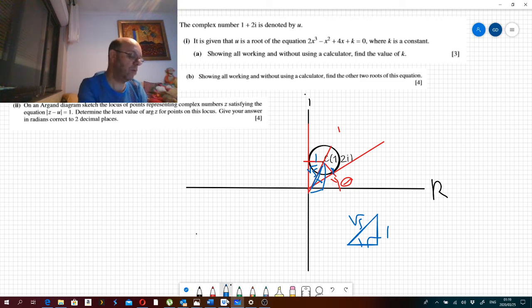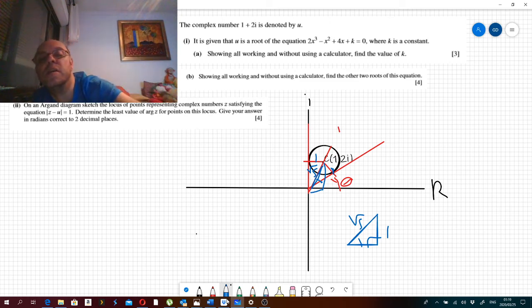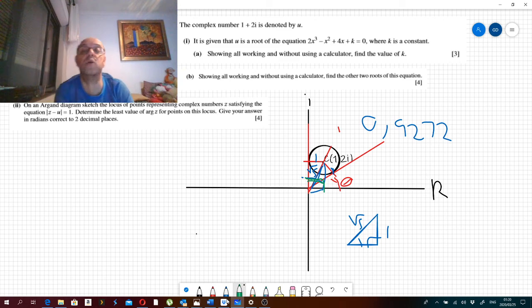That's easy enough to find. We go 1 over root 5, and the inverse, sorry, that will actually be the inverse sine. That gives us 0.46, which we can double because there are two angles, so that gives us 0.9272. So these two angles here make up 0.9272. Of course, we know that this whole angle over here is 90 degrees, so pi over 2 minus 0.9272 must give us the angle we're looking for over here.